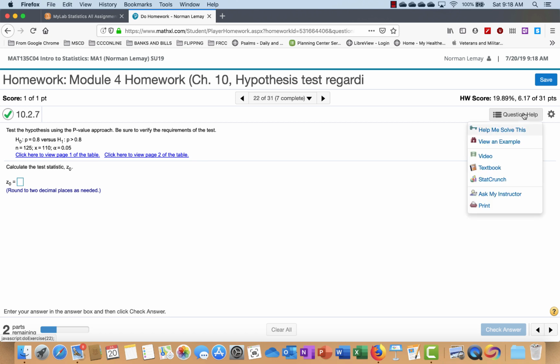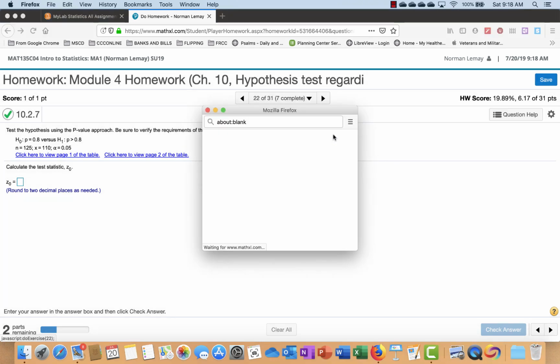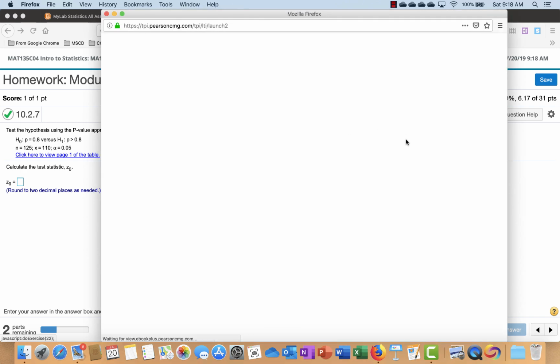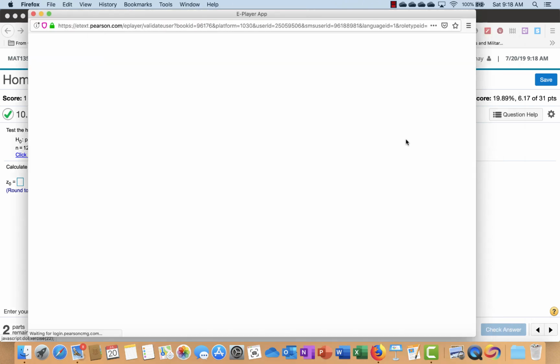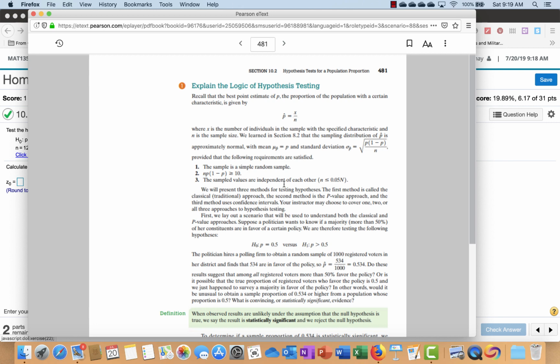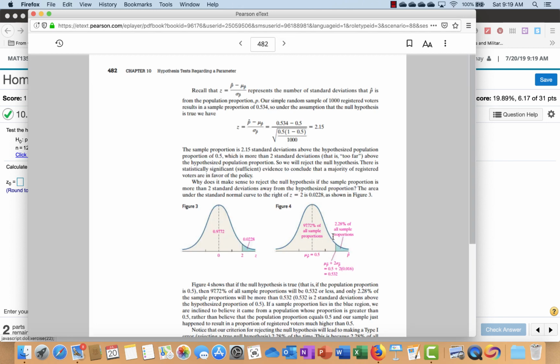I'd like to pull up the textbook real quick and show you how StatCrunch is going to be an asset, if you will. It's going to be something lovely for us. So what I want to do is pull up this formula for the test statistic, and it's right here.